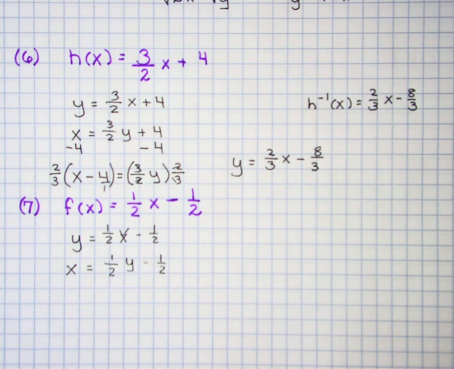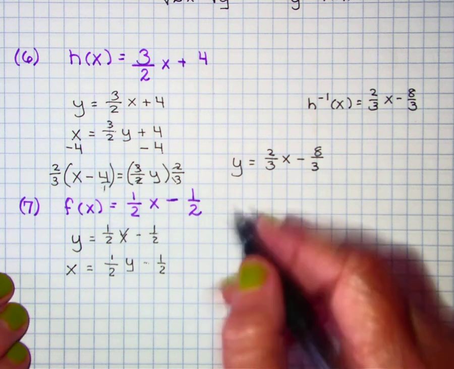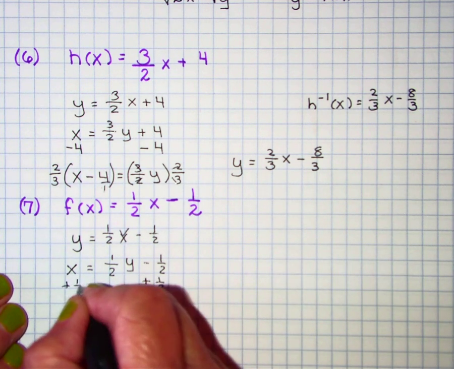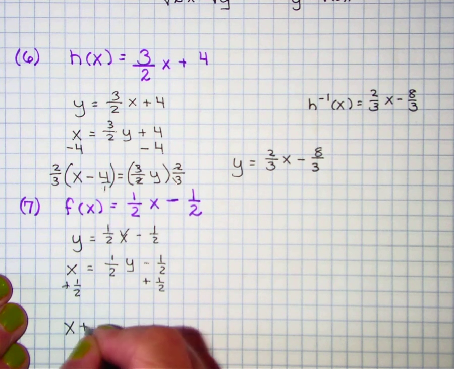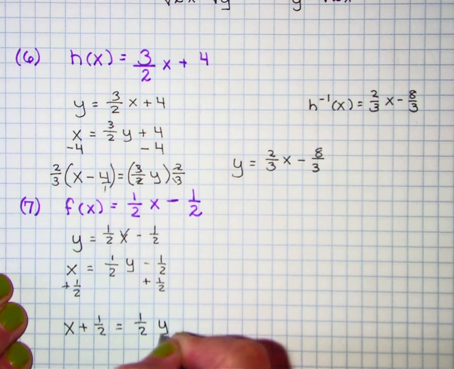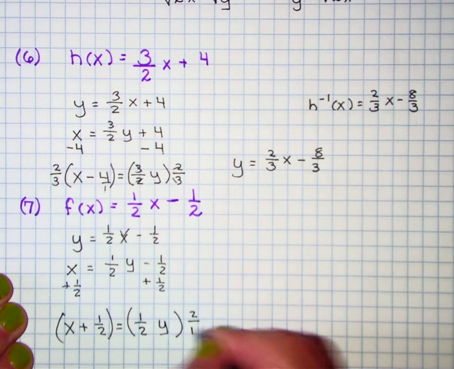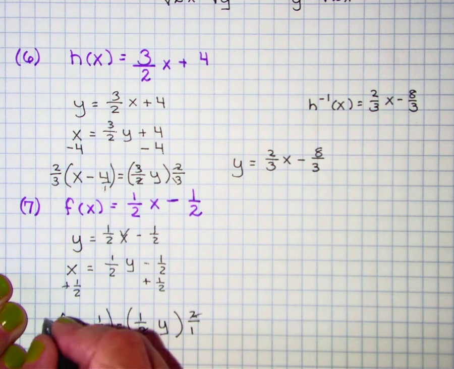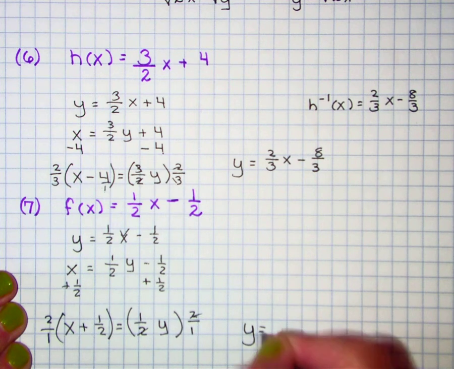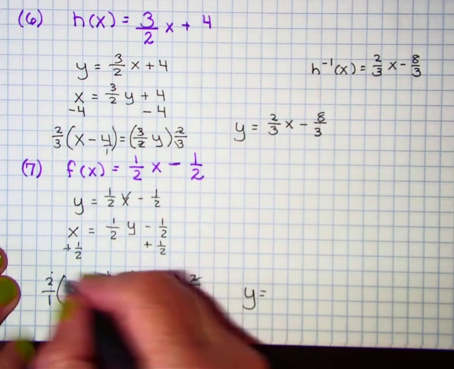Now, this function is kind of unusual. I can add 1/2 to both sides. That's not a problem. So I'm going to just add 1/2. So I have x plus 1/2 equals 1/2 times y. To get rid of the fraction, I'm going to multiply by its reciprocal. Those will cancel. But what I have to remember, so I'm going to just have a y over here, I have to be sure that I am multiplying each piece.